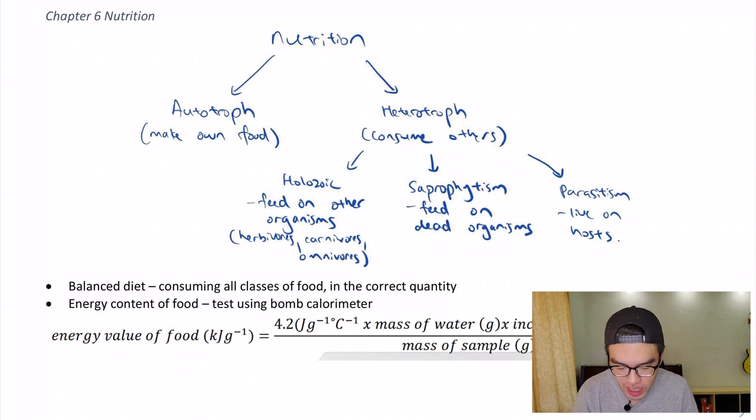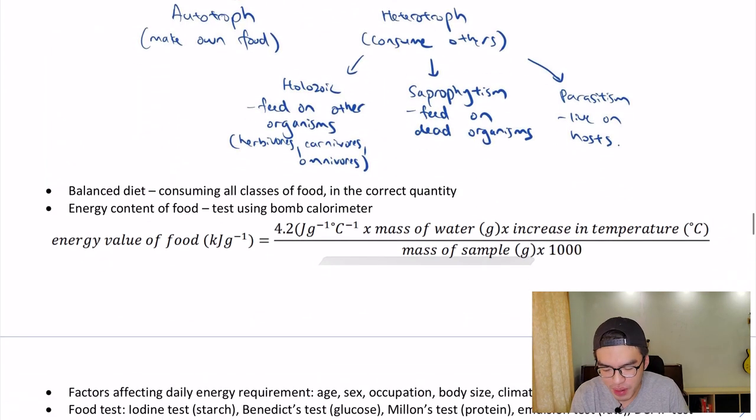So we have another tree here. You have holozoic, means we feed on other organisms. Herbivores, carnivores and omnivores. We are holozoic. Saprophytism means you eat dead stuff like mushrooms. Okay, mushrooms, they feed on dead trees, right? So they are saprophytes. And of course, parasitism, if you suck on the blood of someone, okay, you are a parasite. Unless you're a vampire or something. Okay, so these are like what? Mosquitoes and so on.